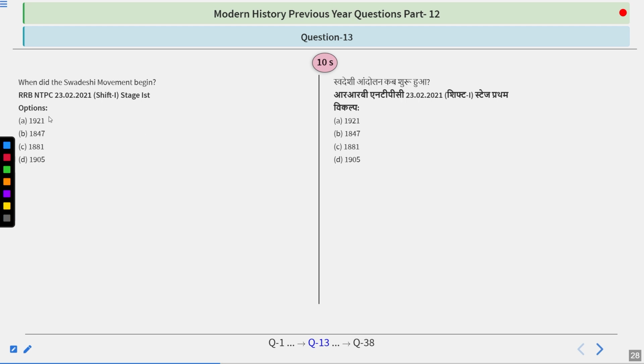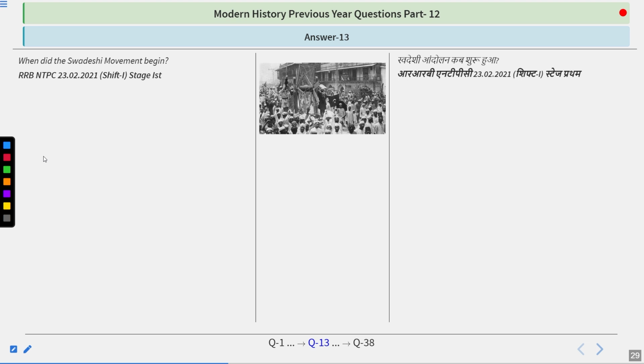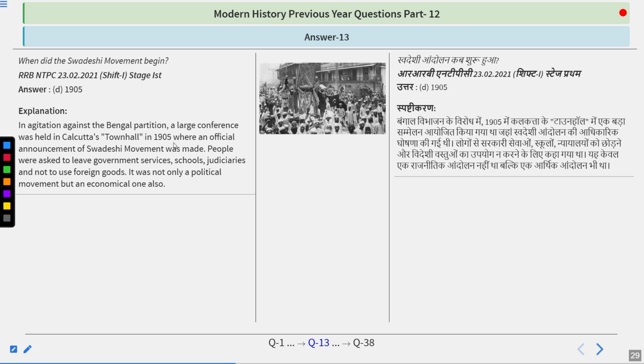When did the Swadeshi movement begin? 1921, 1847, 1881, 1905. Take your time. And the answer of this question is simple because we have already read it so many times. The answer is 1905. In agitation against the Bengal partition, a large conference was held in Calcutta's Town Hall in 1905, where an official announcement of the Swadeshi movement was made.